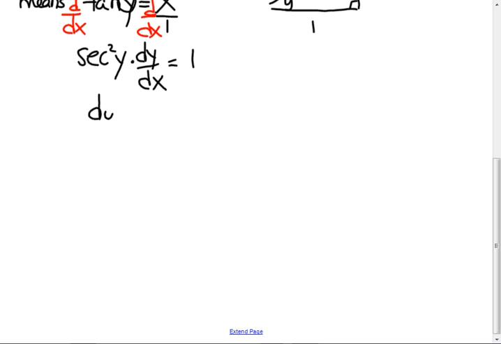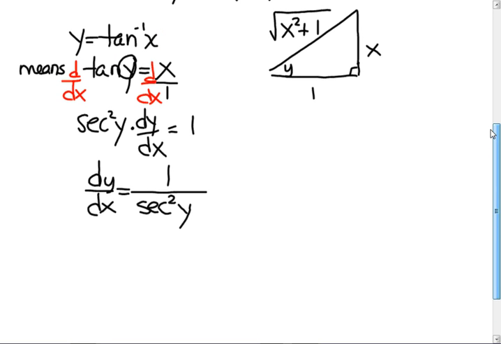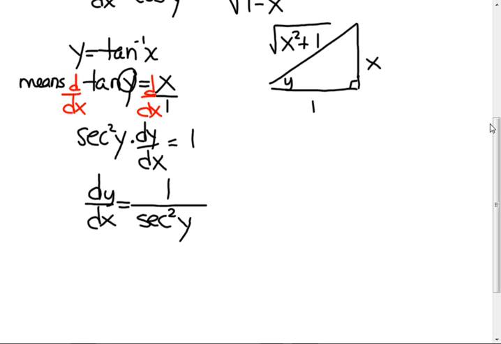So solving for dy dx, it's equal to 1 divided by the secant squared of my angle. I'm going to square that, so that's why the square root goes away. So what's the secant of y? Now the cosine of y is 1 over the hypotenuse, so secant is hypotenuse over 1. So that's equal to 1 over that thing squared, which is just x squared plus 1. And the inverse tangent you're going to see a lot. X squared plus 1.